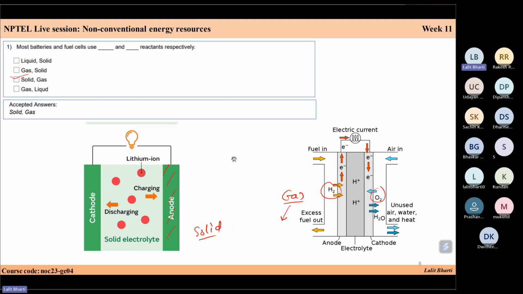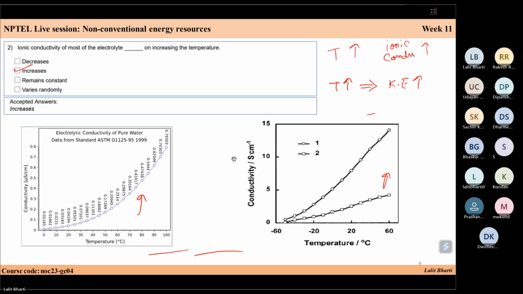Then we have the next question. It says ionic conductivity of most of the electrolyte blank on increasing the temperature. So basically we have four options: decreased, increased, remain constant, varies randomly.